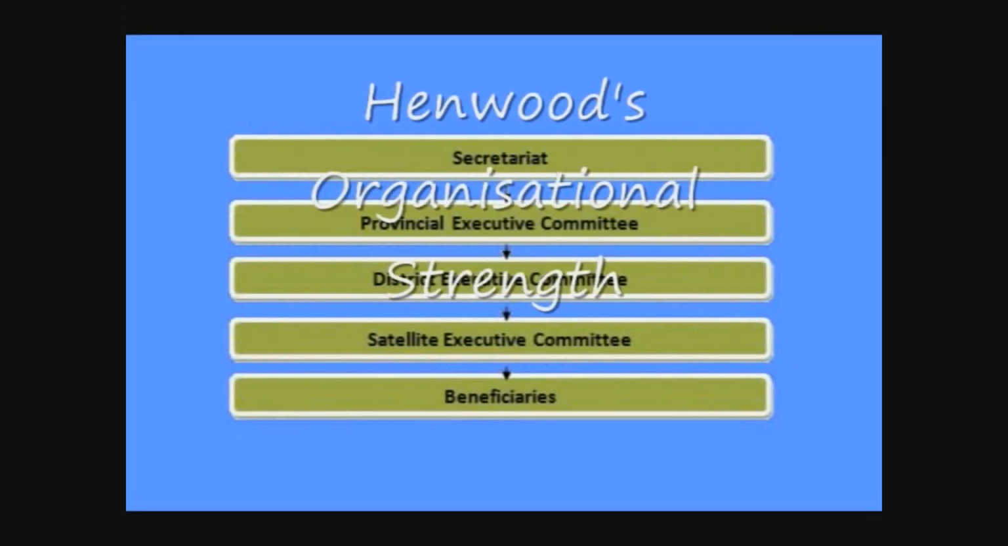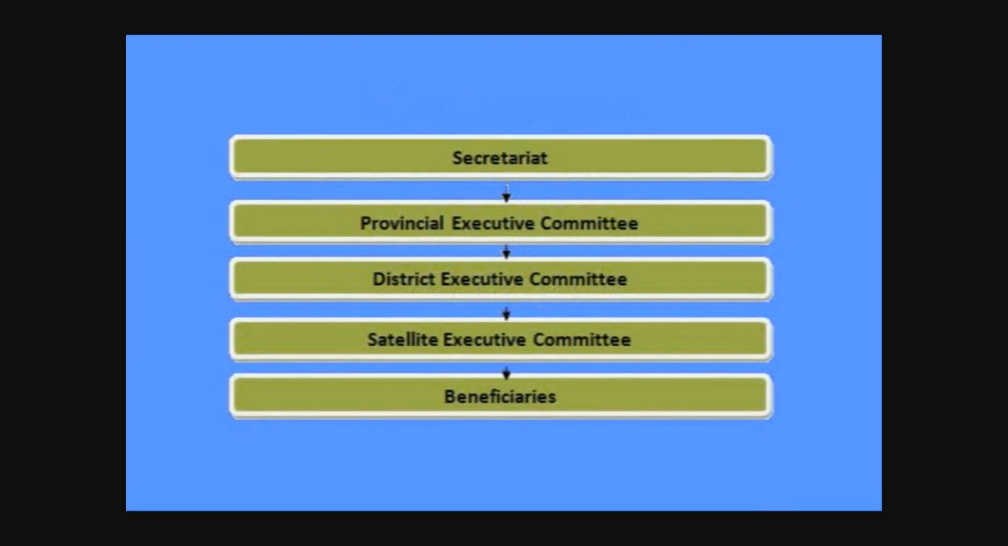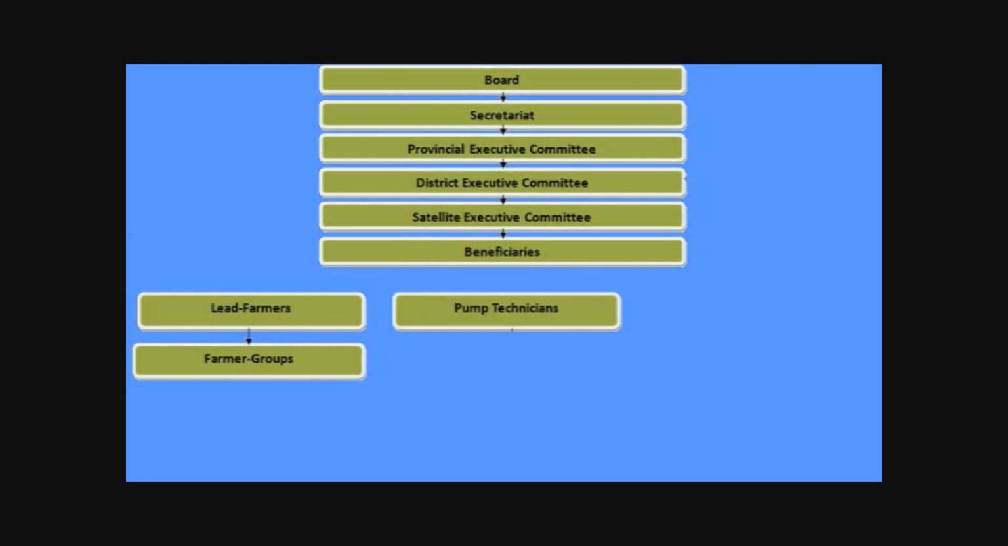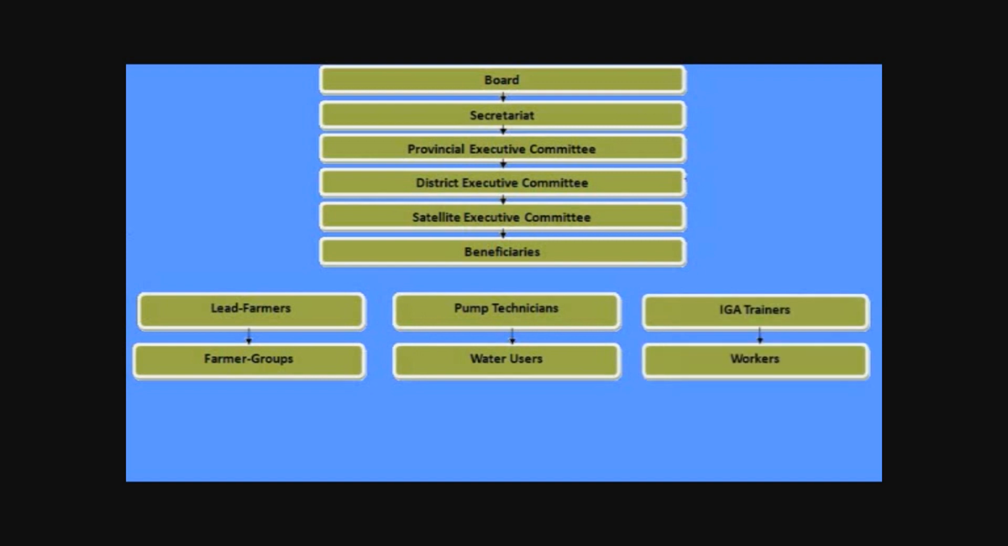As the projects have indicated, Henwood's structure, from board and secretariat over provincial and district down to the tiniest committees of the satellites to the beneficiaries, is only Henwood's main structure. The projects add on to this structure with the lead farmers and the farmer groups, the water pump technicians and the water users, as well as the IGA trainees and the IGA workers. Always at least one of the lead farmers, the pump technicians and the IGA trainees are present in their satellite and district committees.